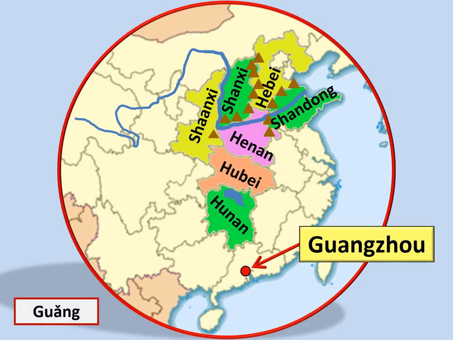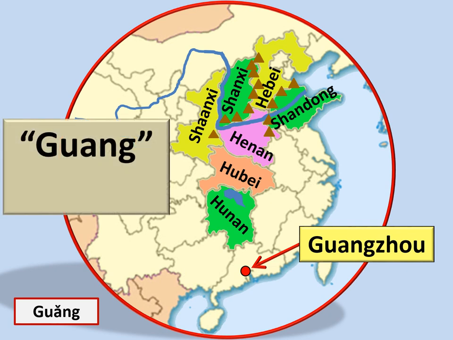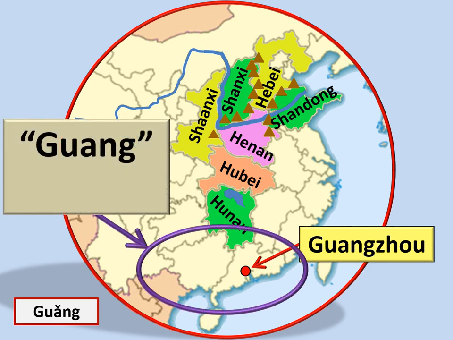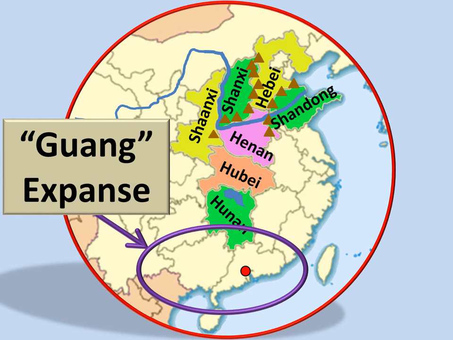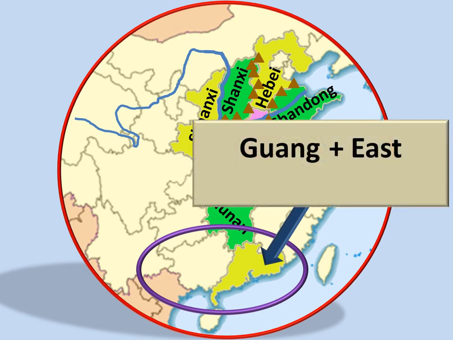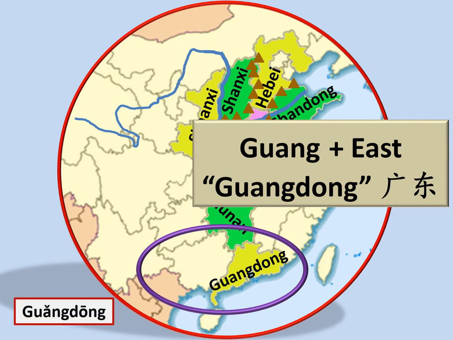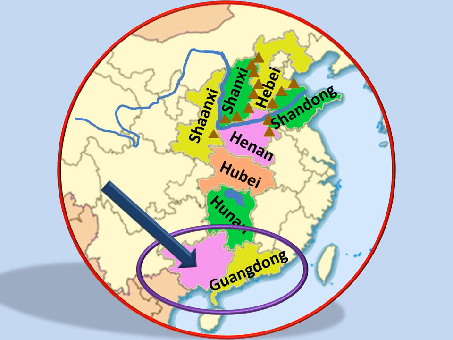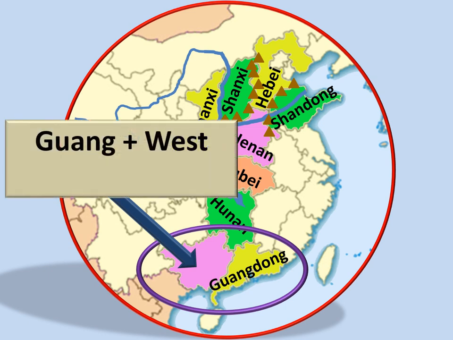The first part of the city's name, Guang, is also the name given to a large region of southern China. The word Guang is generally translated into English as expanse. So this large area of China is the expanse. What do you suppose the names of the provinces that comprise the expanse are? For the eastern province, we use Guang plus the word for east. This gives us Guangdong. And the western province? You guessed it. Guang plus the word for west.